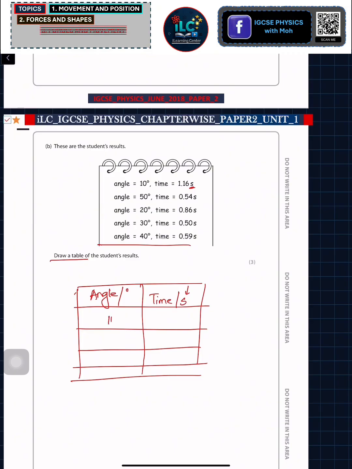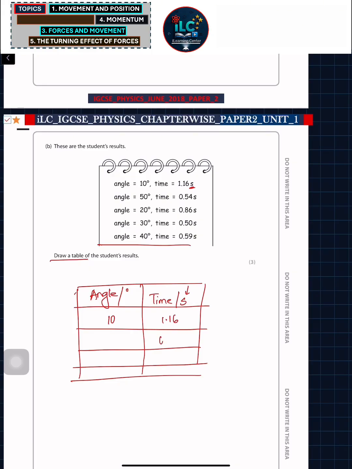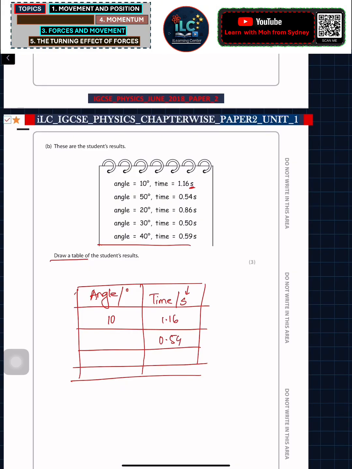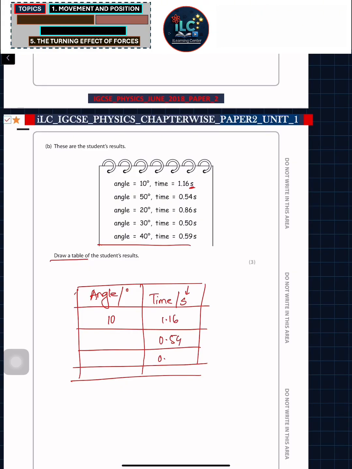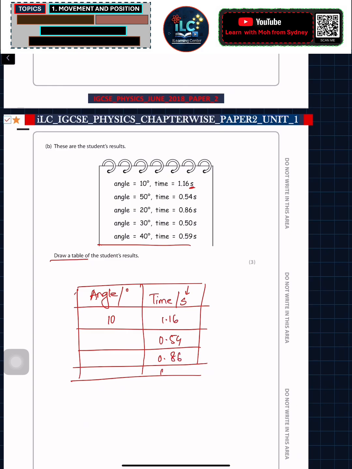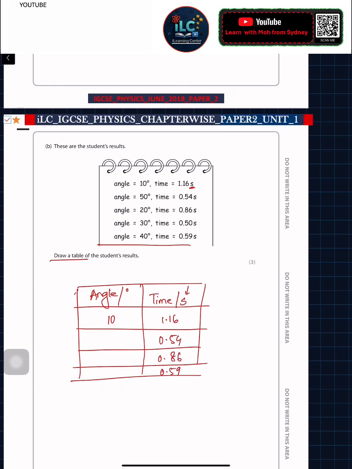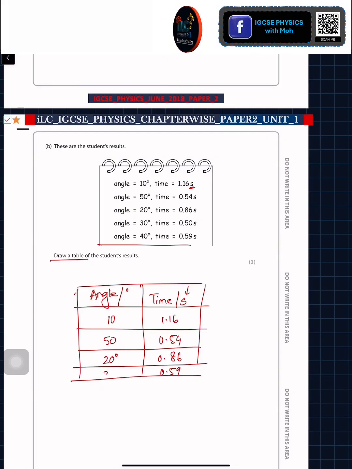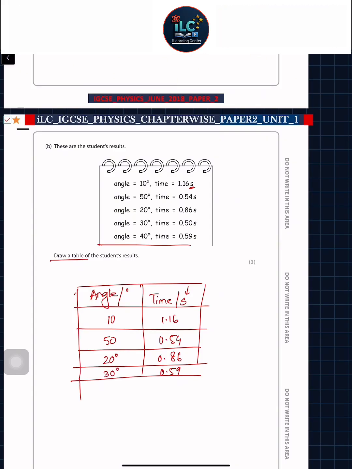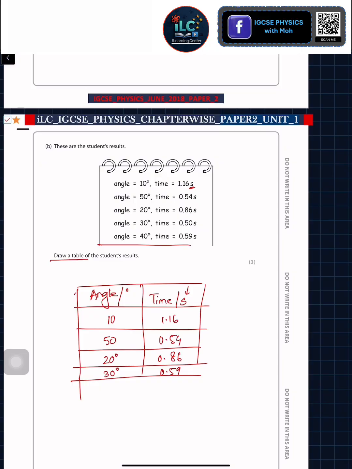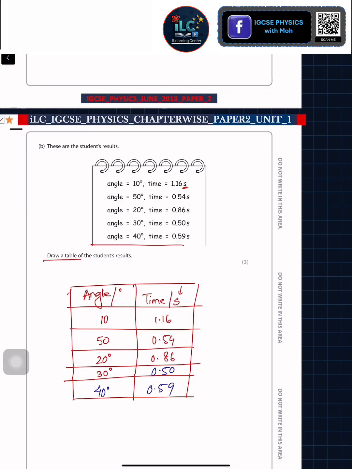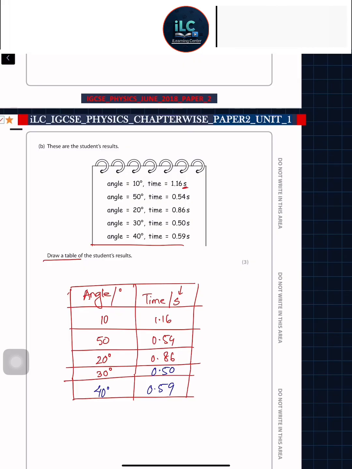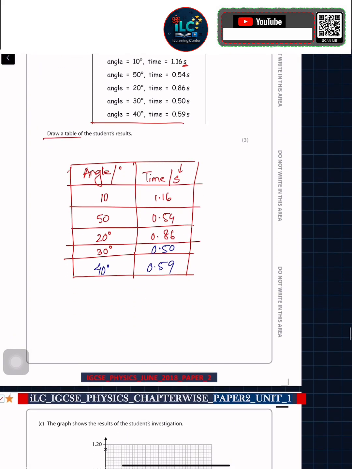So I'll quickly say okay, it's 10, 1.16. I don't want to write the units now again because I've already mentioned on top. So 860.59 and this is 50 degrees, 20 degrees, 30 degrees, and oops, I think I missed someone. So the rest of the values are here and we'll proceed to the next question.